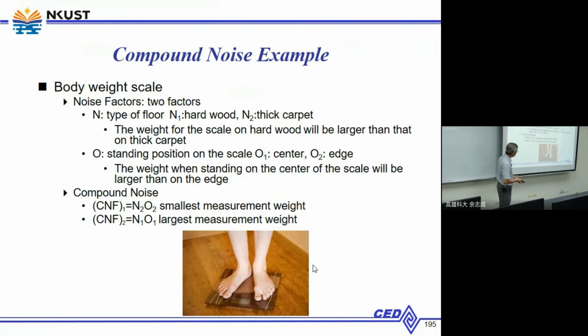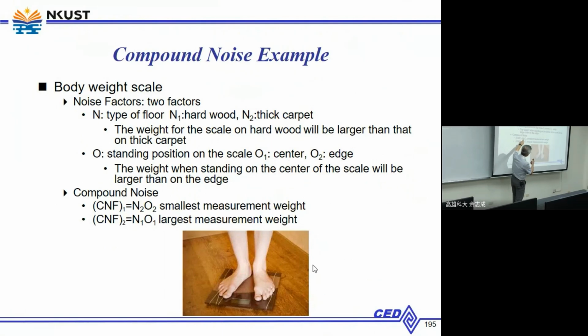You can find that if I N2, which means I put my scale on a thick carpet and also I stand on the edge, this noise combination will give me the smallest output, the smallest measurement of my body weight. However, if you put it on the hard floor and also you stand in the middle, then this combination of the noise, since they are all noise, right?